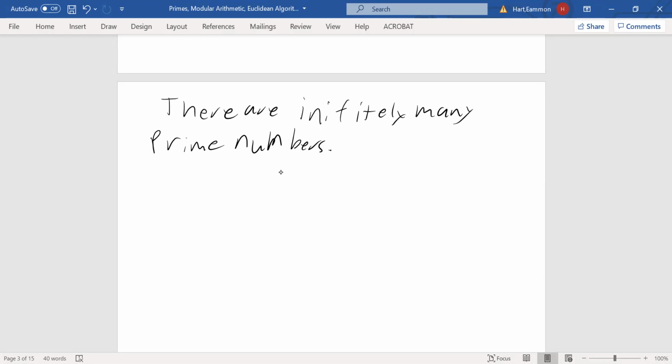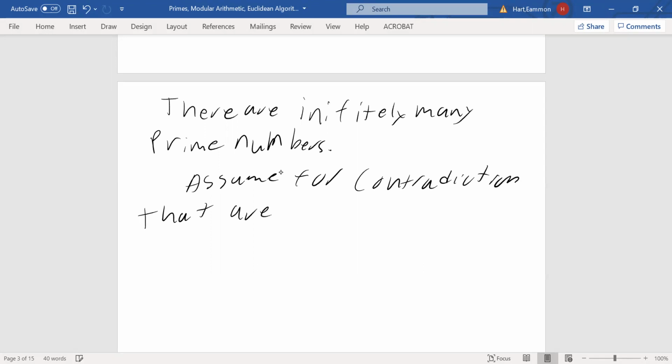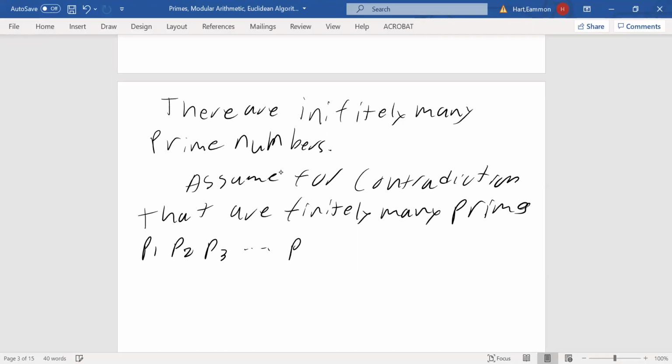So this is the classic proof by contradiction. Assume for contradiction there are finitely many primes, which we can list off as P1, P2, P3, all the way up to PK. So PK is our last one.